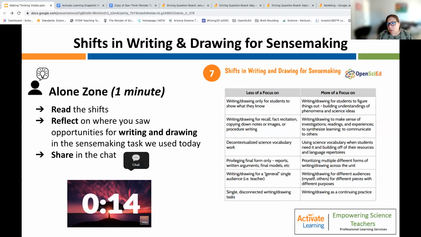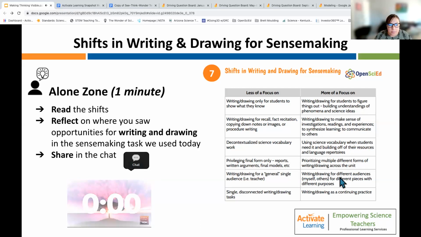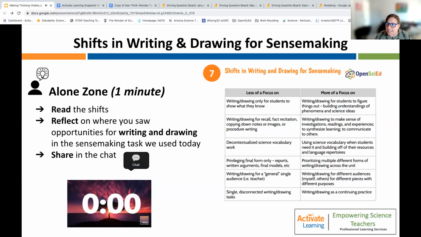So consider, where in this short, tiny sense-making task that I walked you through were opportunities for some of the things you saw on this side? All right, so in the chat, when did you see examples of this? Maybe you can write one idea that I engaged you with, maybe a different idea.